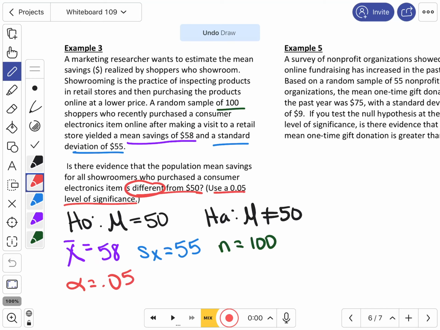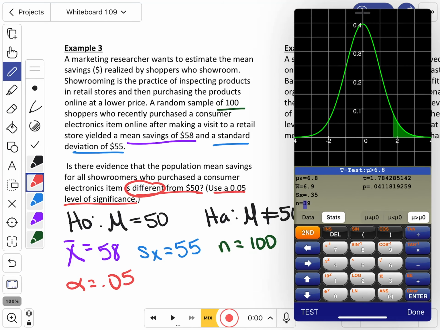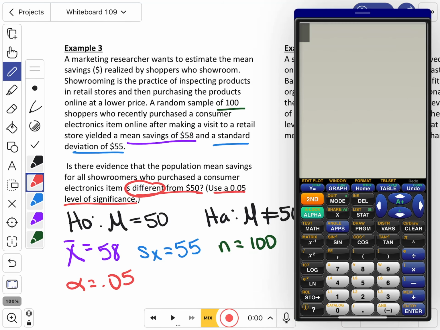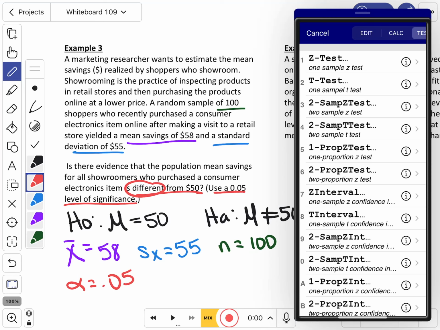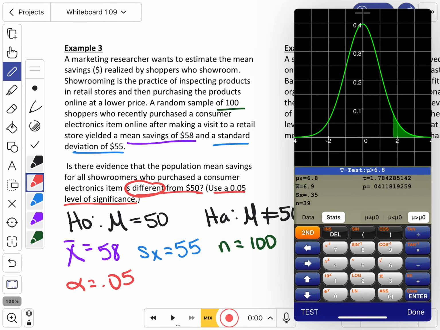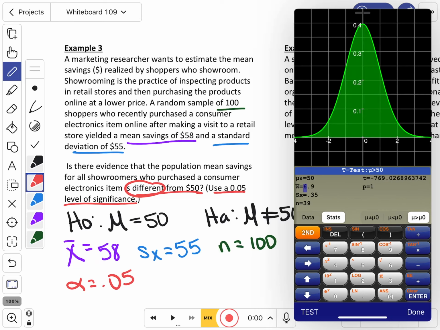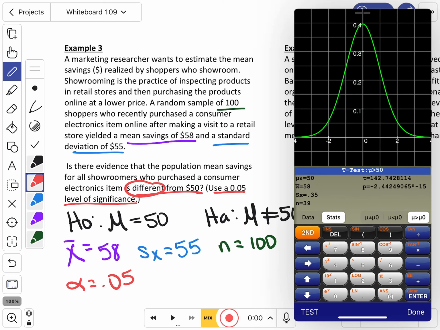So let's go find our t statistic and our p-value for this. So again, this is just a t-test. So we'll press stat, test, t-test. And the first thing it asks is, what is the null mu? So the null mu is 50. Our X bar is 58. Our standard deviation is 55. And our sample size is 100.